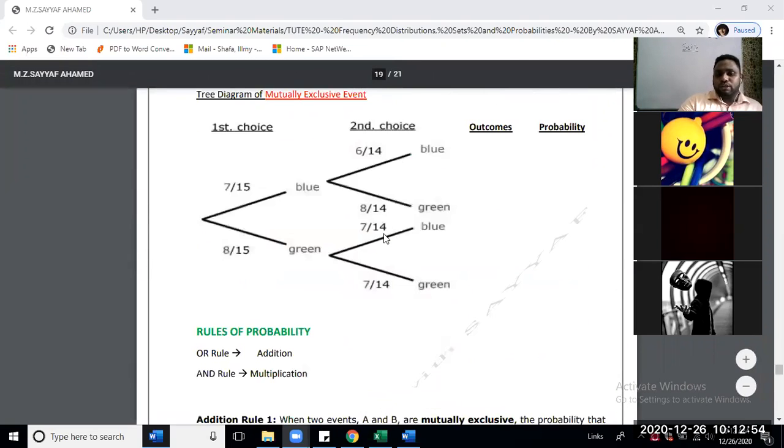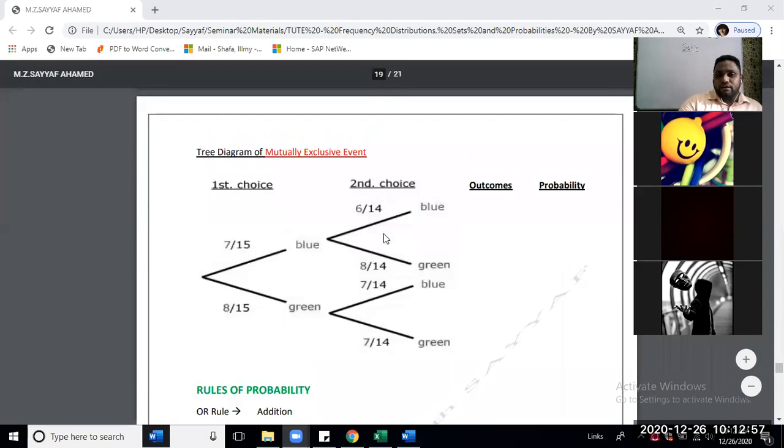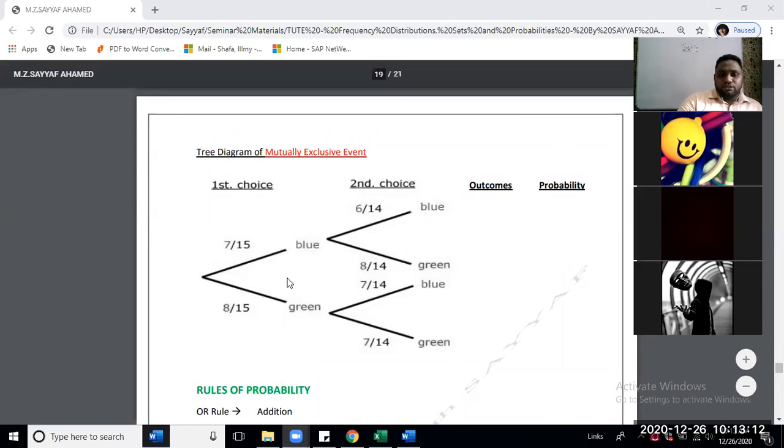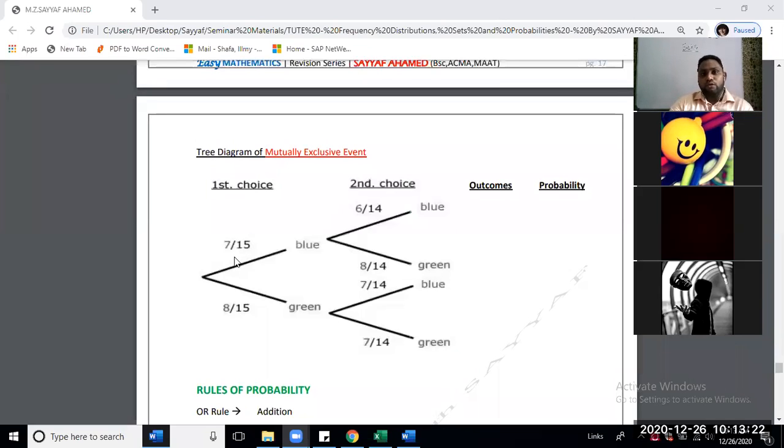Moving on to the mutually exclusive event, guys. As I told you, the first choice and the second choice have blue and green. However, if you look at the denominators, the first choice is 7 over 15 for blue, and 8 over 15 is for the green. That means 7 for blue, and the total should be 15 out of 15, so the rest is 8 out of 15. Clear? So blue and green.